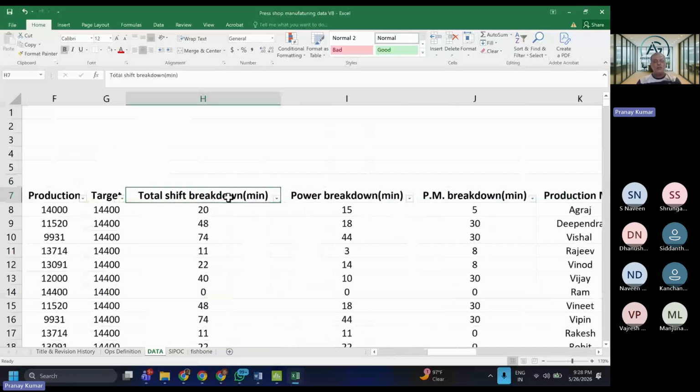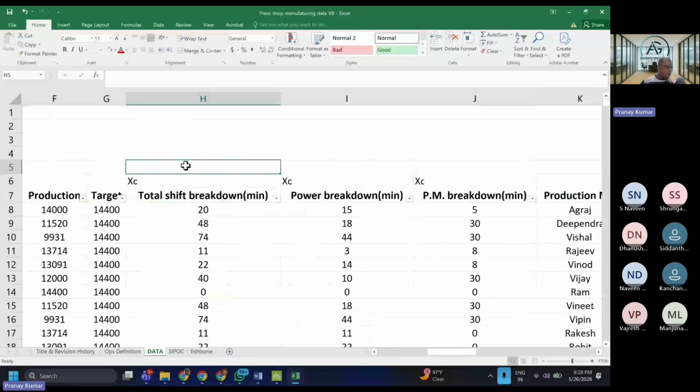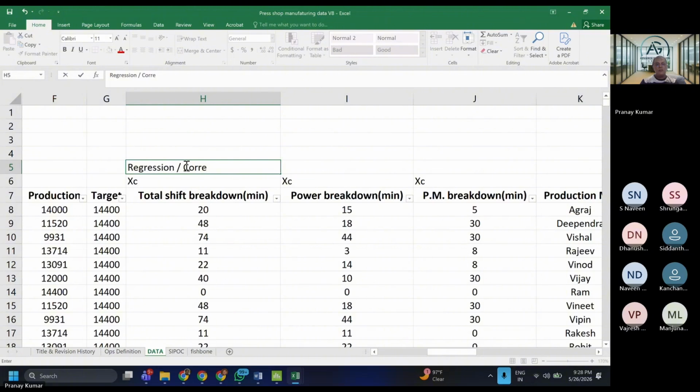Total shift breakdown: continuous data or discrete data? It's in minutes, so it can be continuous. X is continuous, and this is also X continuous. Y is continuous and X is continuous, what test do you do? Regression or correlation. And the graph that you build is a scatter plot.